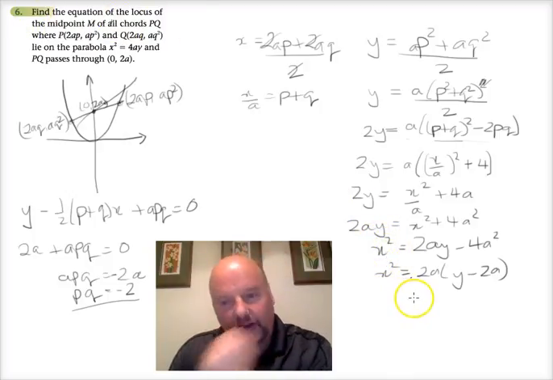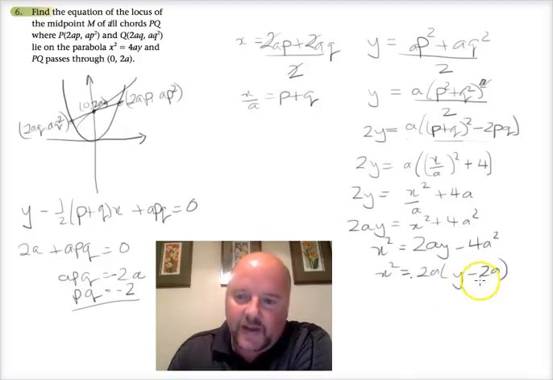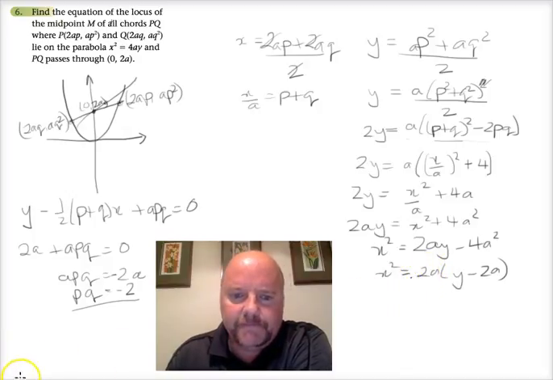Now, if there was another part of this question which said something like, what's the vertex? The vertex is going to be 0, 2a. This part here helps us find the focal length, which is a. But I've got another question I'm going to do shortly which will help you do that.